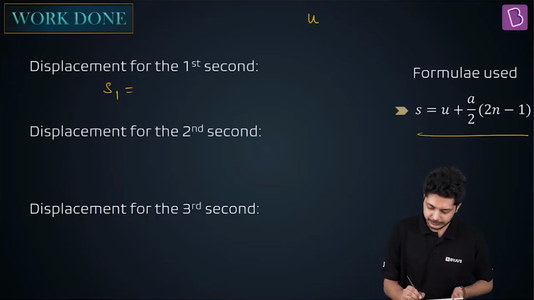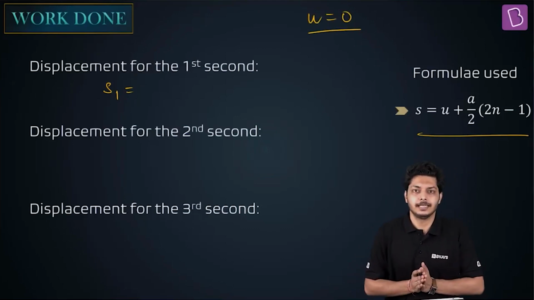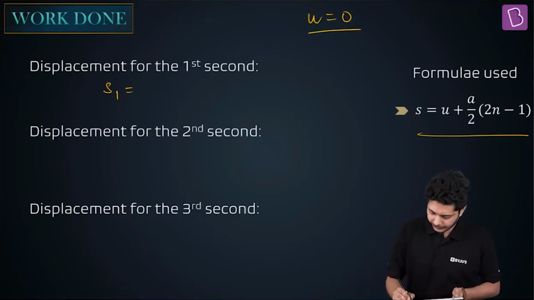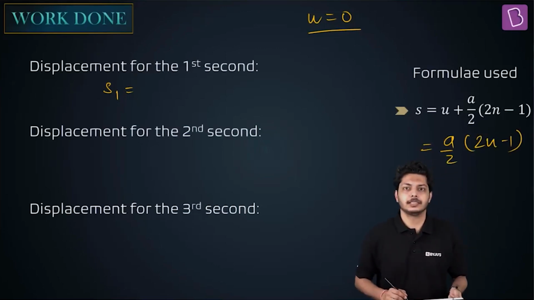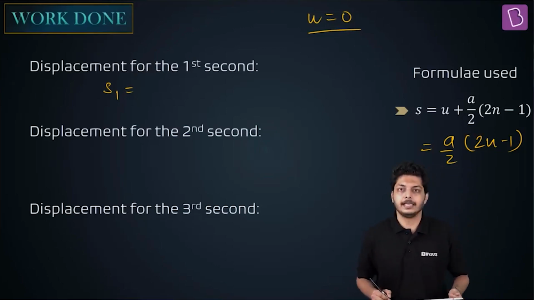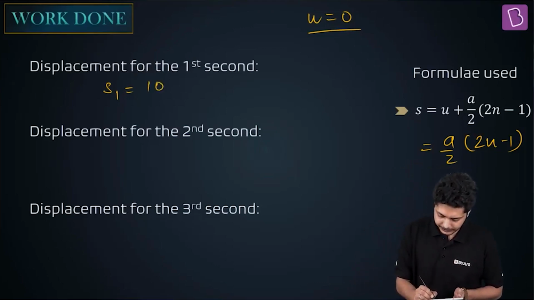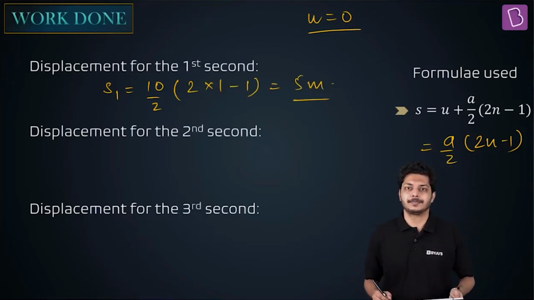Now u is 0. U is 0 for all of them. Why? Because the ball is released. And if the ball is released, initial velocity is 0. So finally, this will come out as a by 2 into 2n minus 1, right? Because u is 0. A is G, which is 10. So 10 by 2 into 2n minus 1. 2 into 1 minus 1. And finally, this will give you 5 meters, correct?